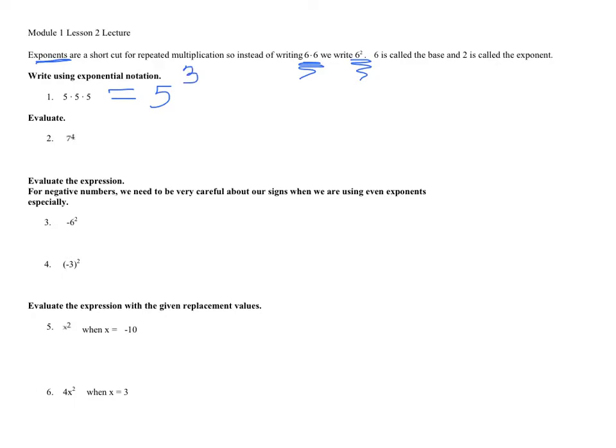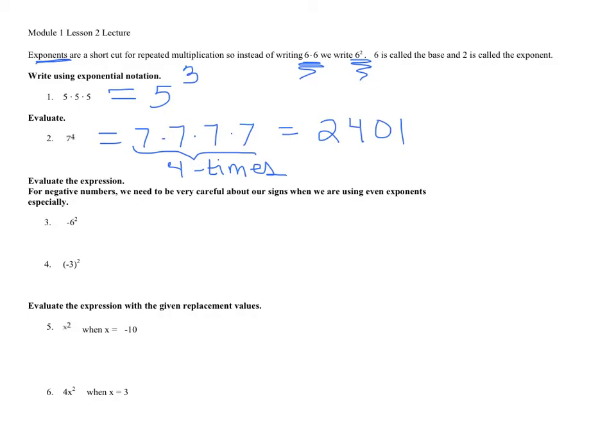If we want to evaluate an exponential expression, such as 7 to the 4th, this would mean we would do 7 times 7 times 7 times 7. I multiplied 7 4 times because my exponent is 4. Well, 7 times 7 times 7 times 7 comes out to 2,401.